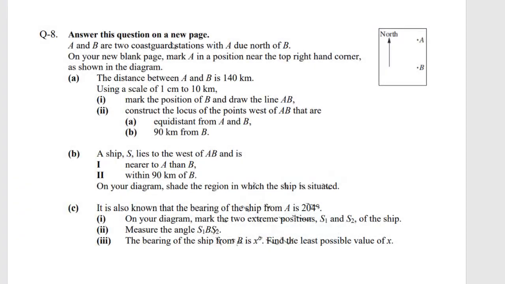Answer this question on a new page. A and B are two Coast Guard stations with A due north of B. On your new blank page, mark A in a position near the top right hand corner as shown in the diagram. The distance between A and B is 140 km and the scale is 1 cm to 10 km.